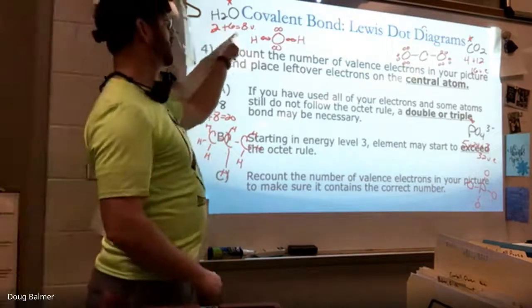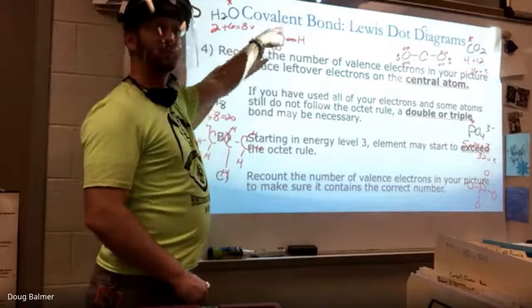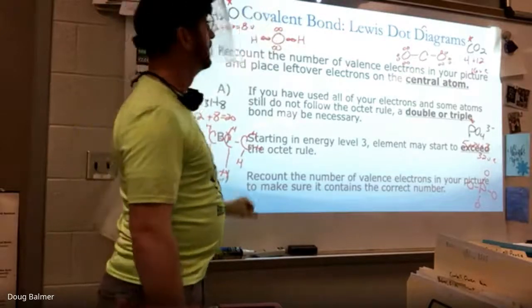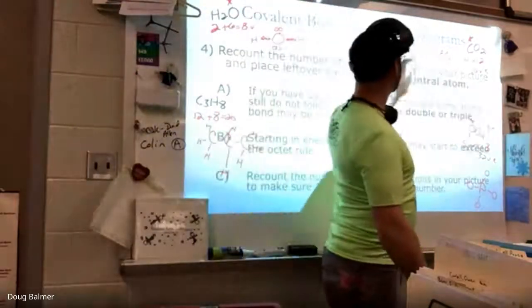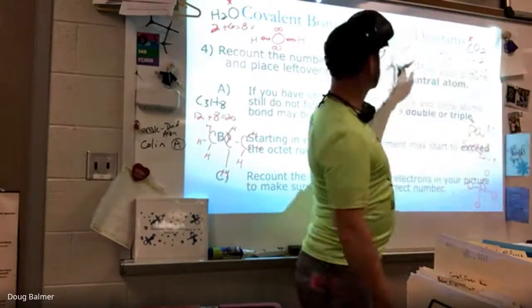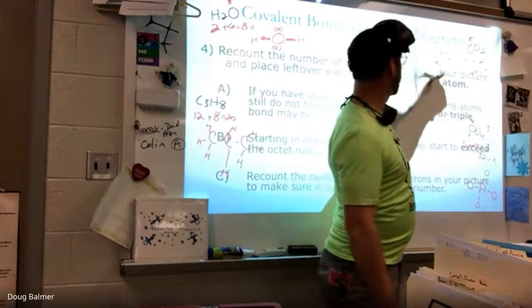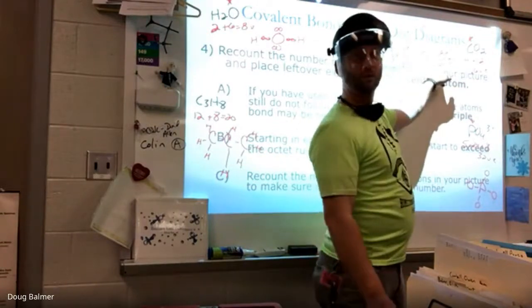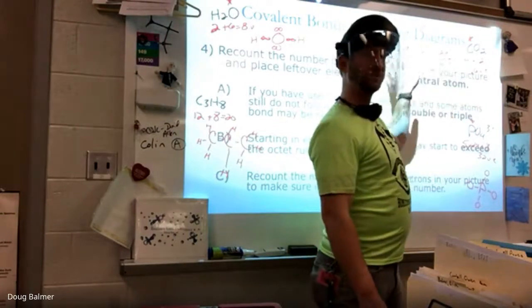So 8 valence electrons, 2, 4, 6, 8. Oxygen has 2, 4, 6, 8. This is a good picture. We need 16 electrons up here. 2, 4, 6, 8, 10, 12, 14, 16. Octet, 2, 4, 6, 8. Octet, 2, 4, 6, 8. Octet, 2, 4. No, we're going to have to fix this a little bit, right?